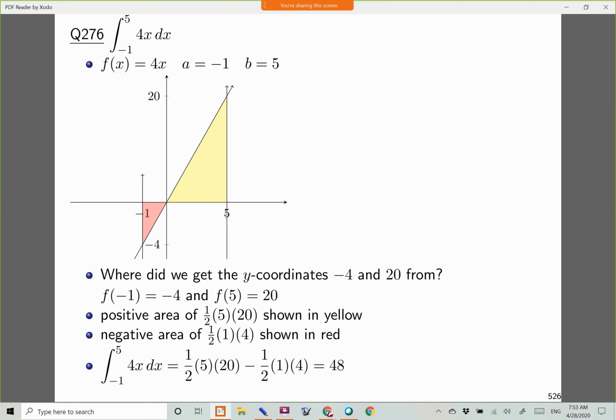Wouldn't it be 38? Maybe I screwed up the arithmetic here. Let's see. 20 canceling with the 2 is a 10, so that's 50, right? And then 4 divided by 2, so 50 minus 2. I think it is 48. Let me erase all that. Did I do something wrong here? Let me double check. Another way to do this would be 5 times 20 is 100, and then half of 100 is 50. So this first part is 50.